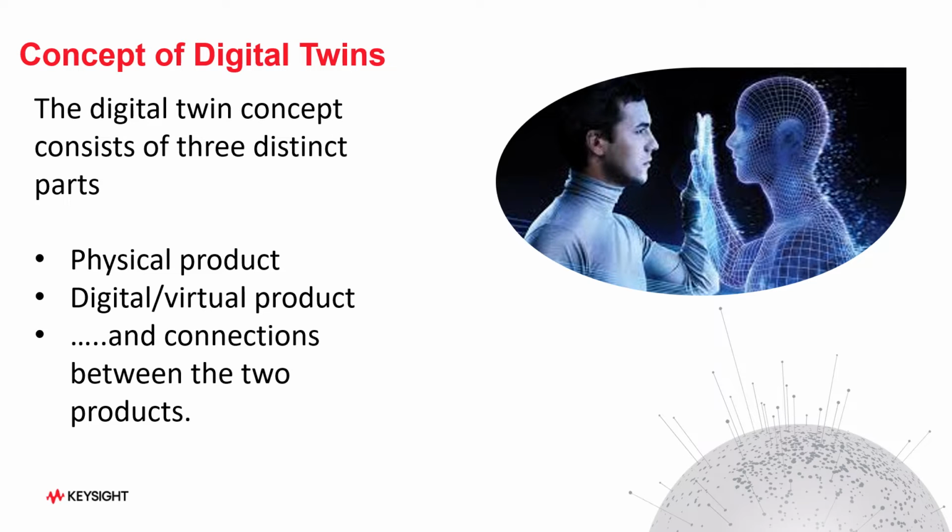So the digital twin concept consists of three distinct parts: the physical product, the digital or the virtual product, and the connections between the two products. The connections between the physical product and the digital or virtual product is the data that flows from the physical product to the digital product, and information that is available from the digital or the virtual product to the physical environment.